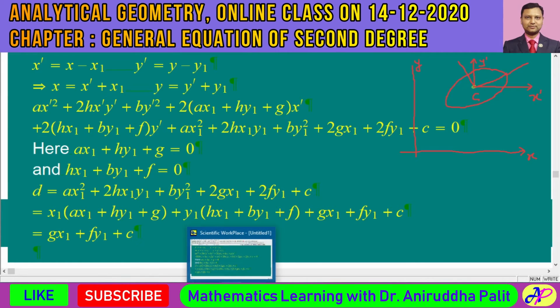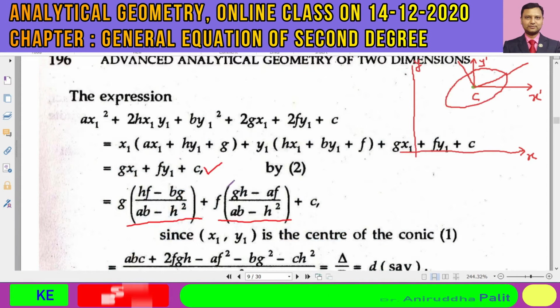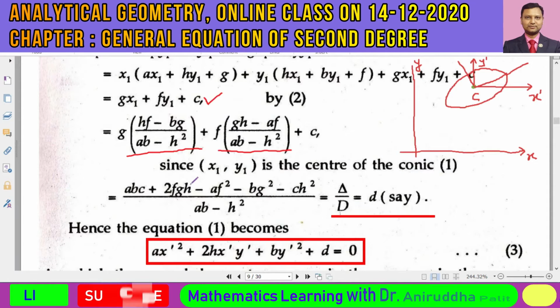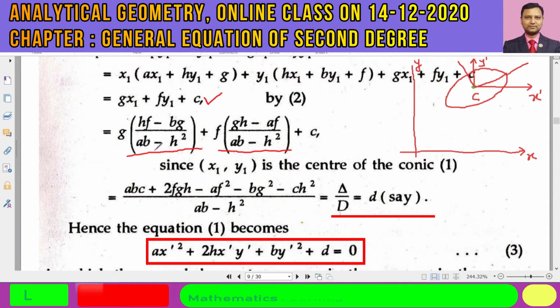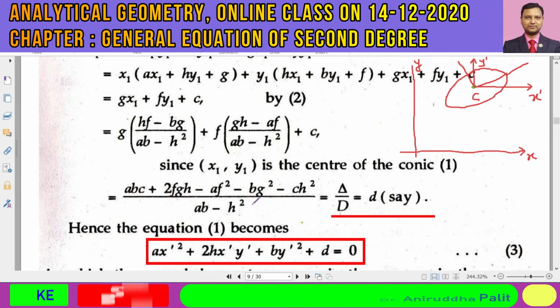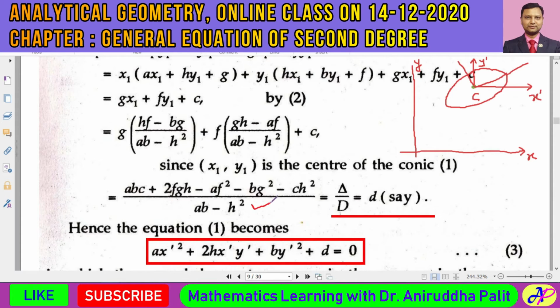So now if we put these expressions over here and make the computation, I am not going to make the computation, I am leaving it for you. Please go through the computation portion. You can check that you can take ab minus h square as the LCM over here, and then afterwards you can make the computational part. Hopefully it would be easy for you.